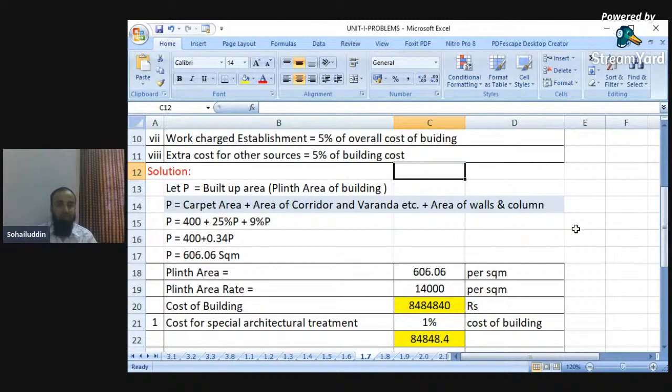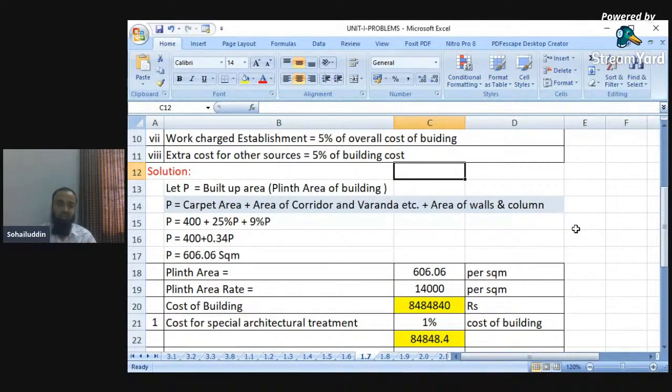In the last problems we have seen direct calculations of plinth area, or the plinth area was directly given, but in this problem we have to find out the actual plinth area required, covering the walls, the corridor, the verandas, or there may be passages, or there may be other things, parkings.